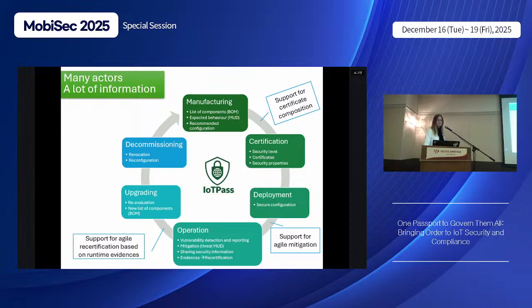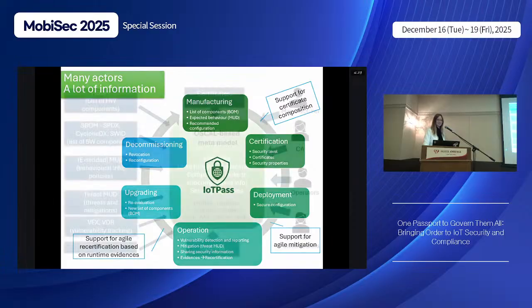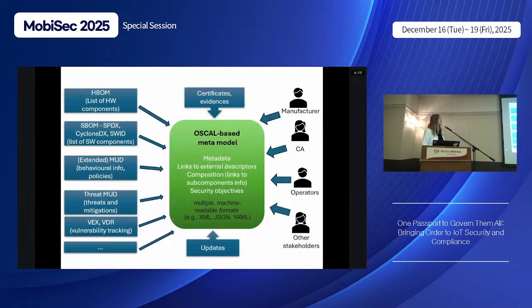So how do we envision this passport? Well, for this, we are using OSCAL models. OSCAL is a set of models developed by NIST, the National Institute of Standards and Technology of the United States. And the idea is to use it as the metamodel in which we can link all the external information that is generated by the different actors.